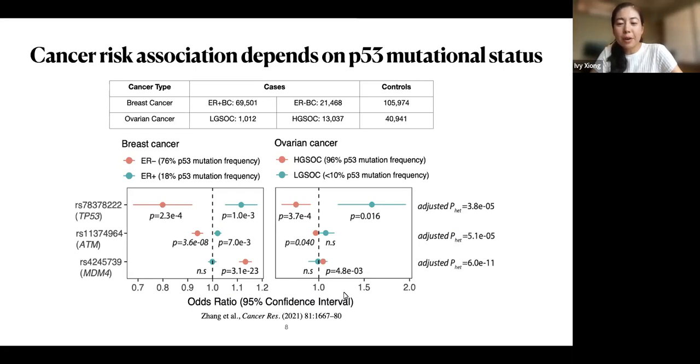So here is a kind of complex plot, but I'll walk you through. We have gathered a large case control study looking at breast cancer and ovarian cancer risk. For the cases, it's nice that there are different molecular subtypes, for example, ER-positive breast cancer versus ER-negative breast cancer. And for ovarian, we have low-grade serous ovarian cancer and high-grade serous ovarian cancer.